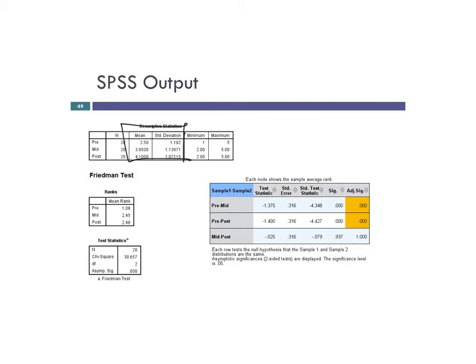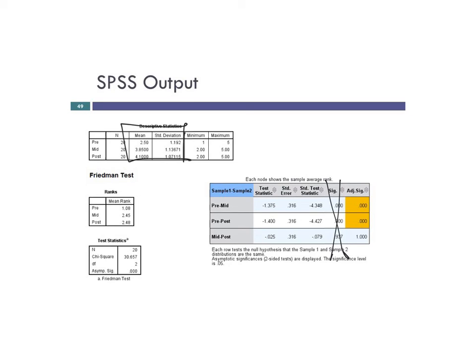So again, a pairwise comparison is conducted comparing each of the three time periods. So we compare pre to mid satisfaction, pre to post satisfaction, mid to post. Again, we don't look at the regular sig here, we look at the adjusted sig. And you see the adjusted sig, we have from pre to mid a statistical difference, and we have from pre to post a statistical difference. Well, then we have to find out, that just tells us the difference exists.